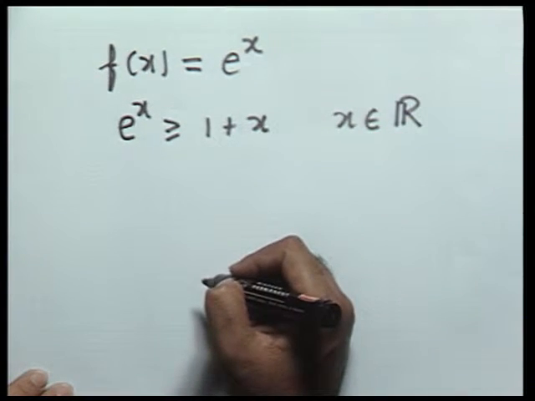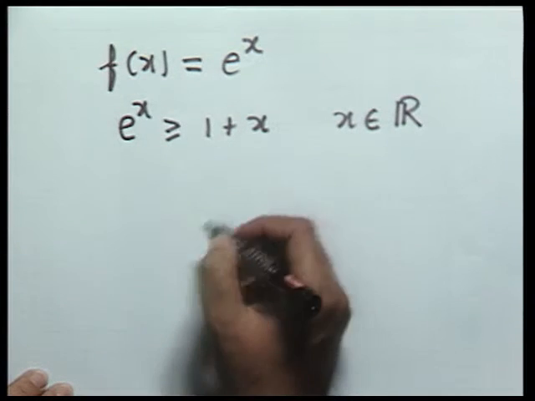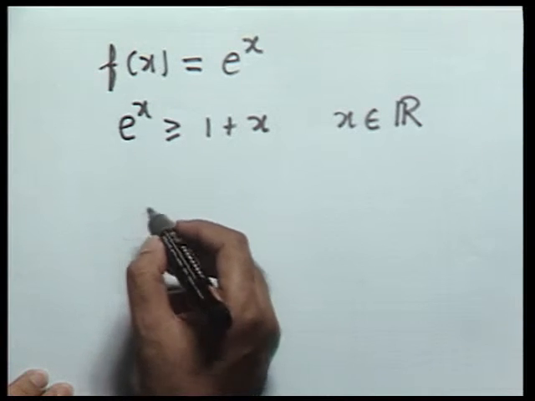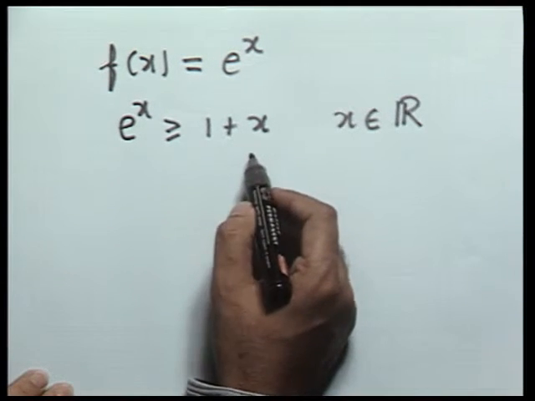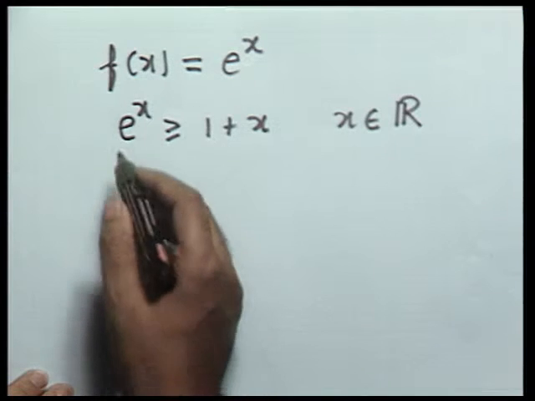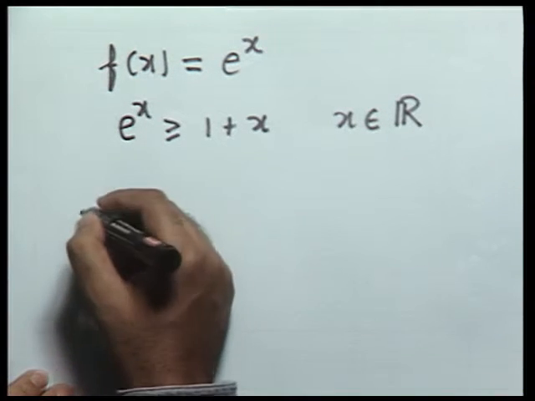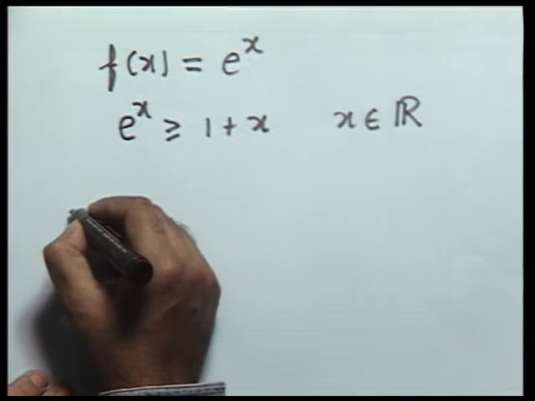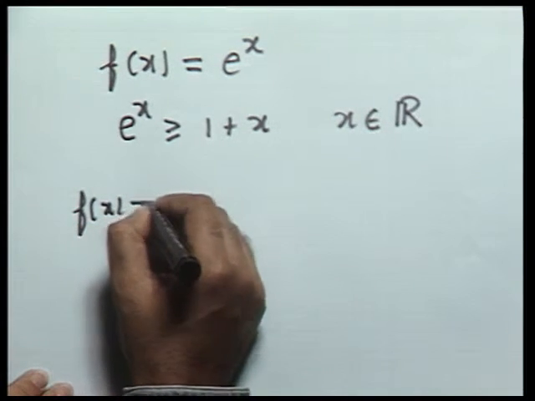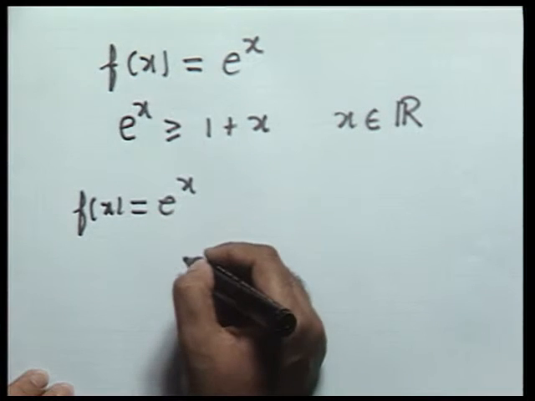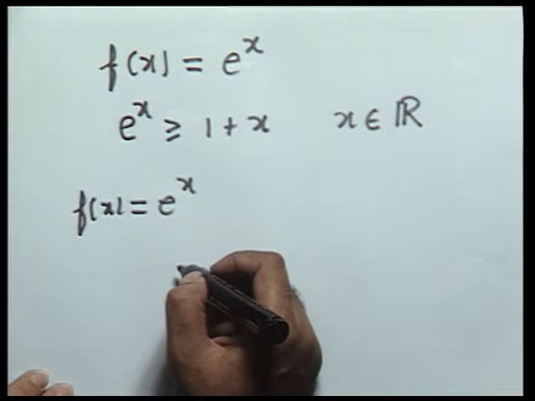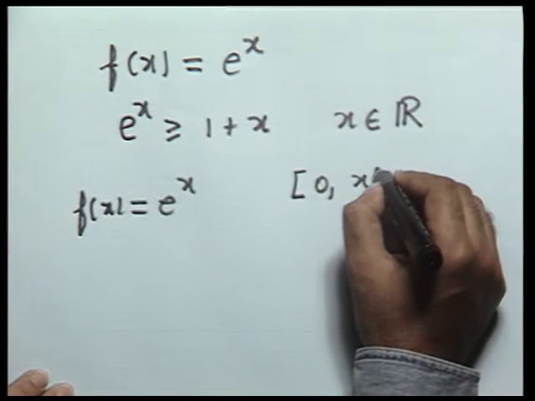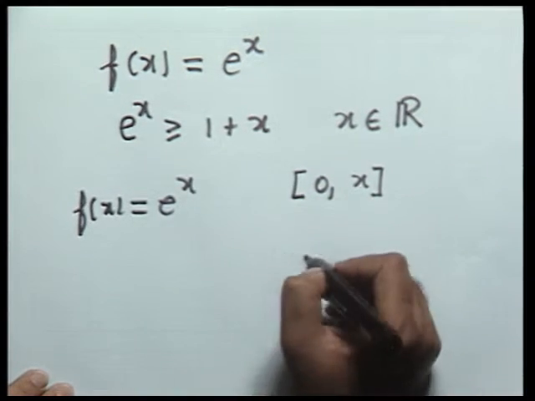With the help of the mean value theorem, you can derive this inequality in no time. Also, if you think carefully, you will find that this equality over here will hold if and only if x is equal to 0. How do we derive this inequality? Well, let us just take a look at the function f of x equal to e to the power x, and let us take a look at the interval 0 x for some positive real number x.